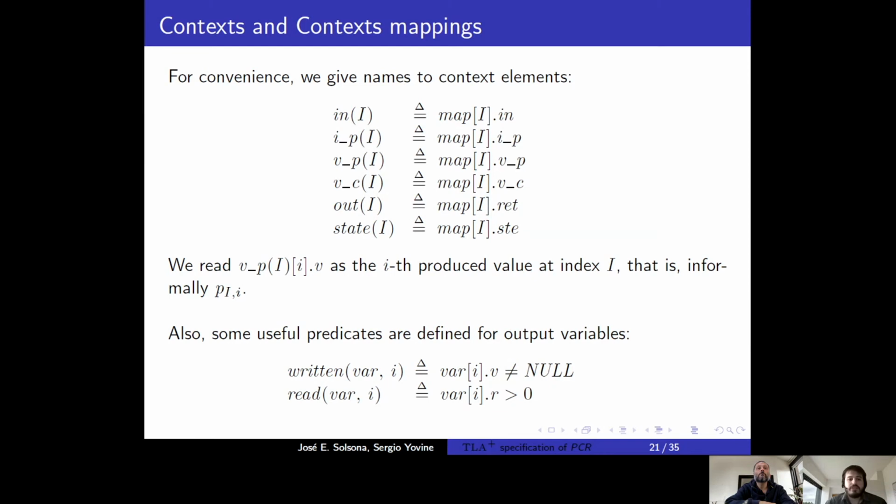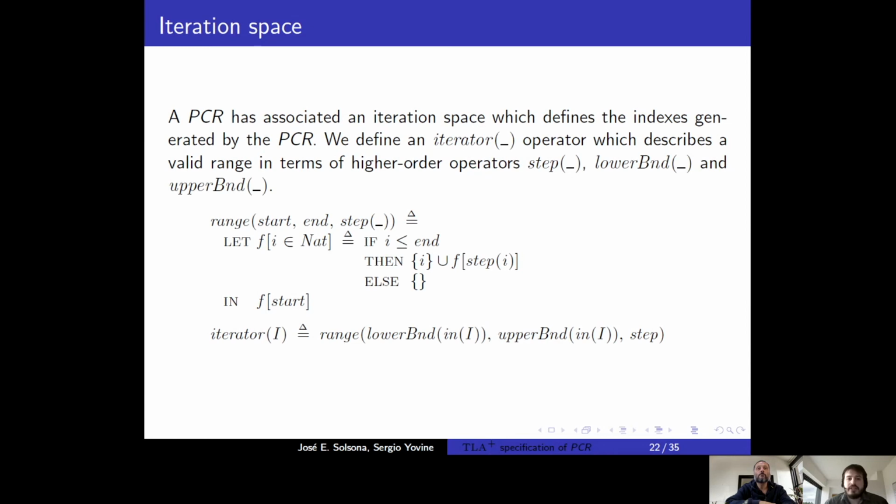We also define some useful predicates over output variables. Here we have written and read. Written holds true if a variable has been written at some index, and read holds true if some variable has been read at some index. Any PCR has an associated iteration space, which defines the indexes generated by the PCR. For this, we define an iterator operator, which describes a range in terms of higher-order operator, step, lower bound, and upper bound. These higher-order operators correspond to the PCR syntax elements discussed earlier.